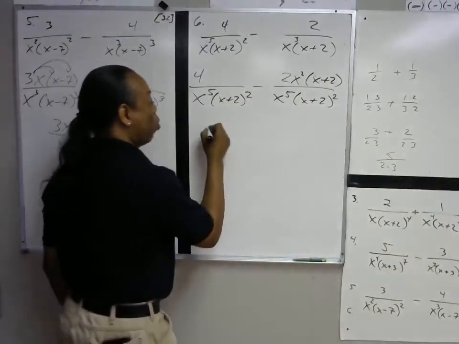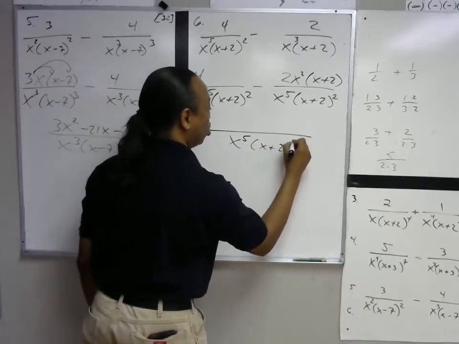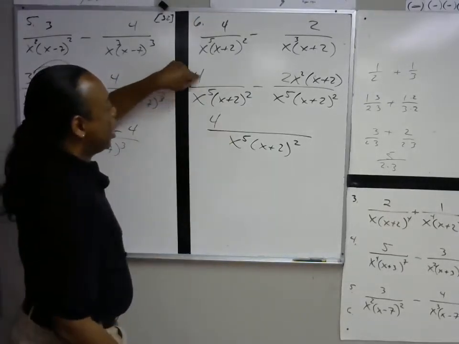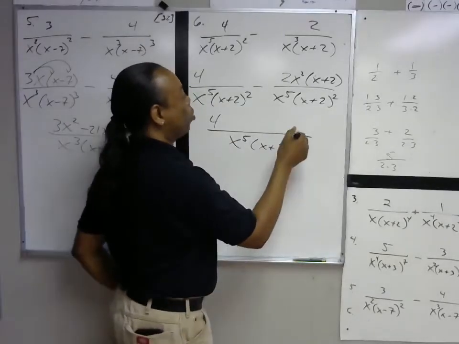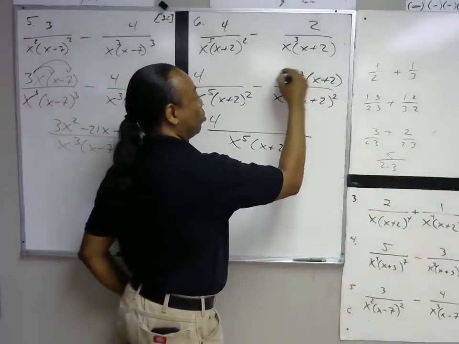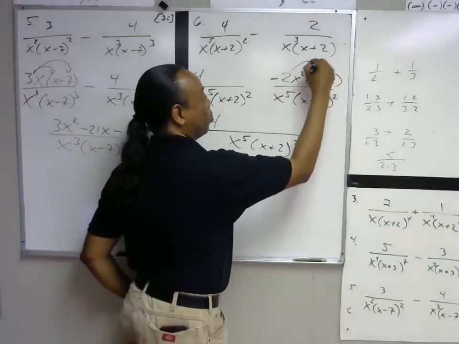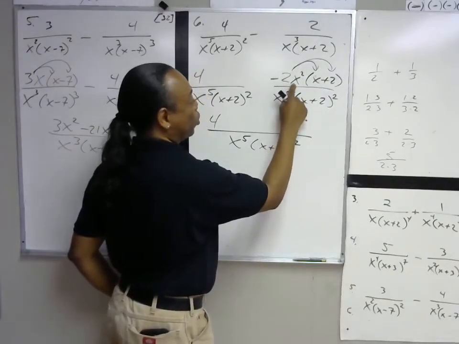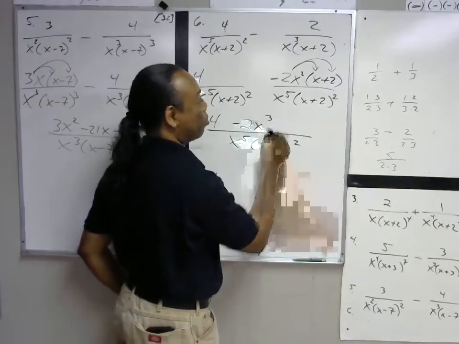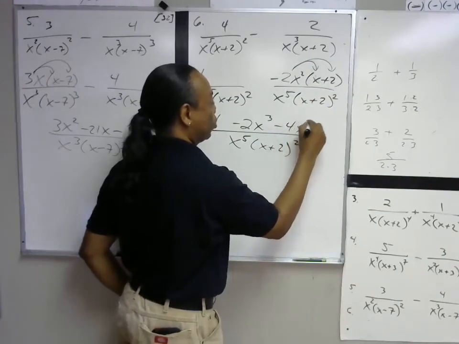Okay, now let's create one denominator. X to the fifth, x plus 2 to the second. Okay, so the 4 was first. And what I have here is I want to distribute my negative and the 2x squared here. So let's actually put the negative here so we can take out everything together at one time. So negative 2x squared times the x gives me negative 2x to the third power. And negative 2x squared times a positive 2 gives me negative 4x to the second power.